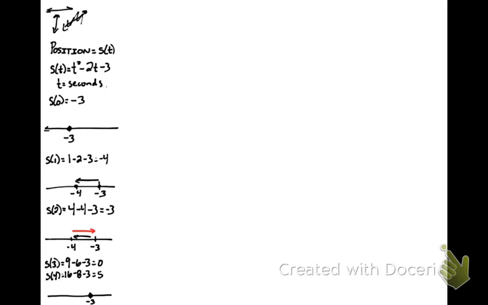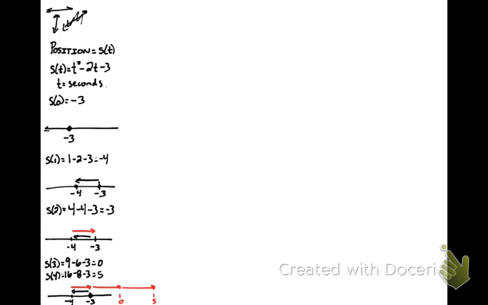or whatever it is we're talking about, and in the first second moved to negative 4, and in the second second moved back to negative 3. In the third second, it moved all the way to 0. And in the fourth second, it moved all the way out to 5.